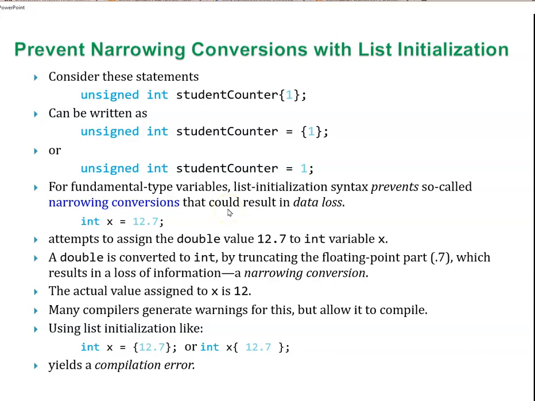We can also prevent narrowing conversions with list initializers. Consider this statement: unsigned int student1. It can also be written with an equal sign or directly. For fundamental variable types, list initialization syntax prevents narrowing conversions. For example, x equals 12.7 could be assigned to an int. A double is converted to int by truncating. The actual value would be assigned as 12. Many compilers may generate warnings, but will allow it to compile. However, if we use list initializer syntax, it will not compile.